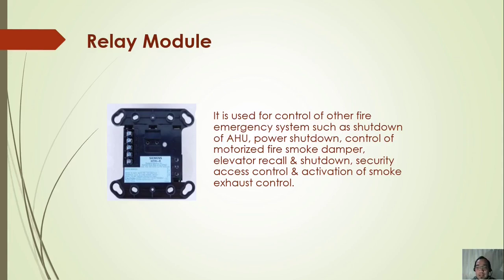And the other one is shutdown. The relay module is also used to shut down the elevator. We will discuss it later on, guys, why we need to shut down the elevator and when we shut it down. The other one is to control security access control and activation of smoke exhaust control. So there's a lot, guys.